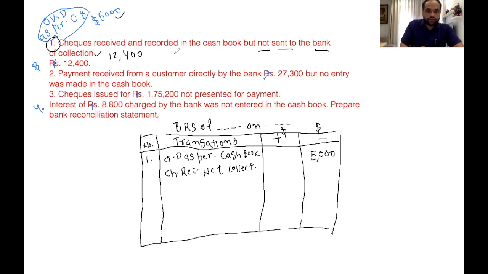Why negative? Because when a check is received, from my cash book point of view, I receive cash. But actually nothing changes in the passbook, so it is imbalanced. In order to fix this one, we fix it by negative. So the amount is 12,400. This is actually the second transaction, but anyway I write down here 2, because here is transaction 1.